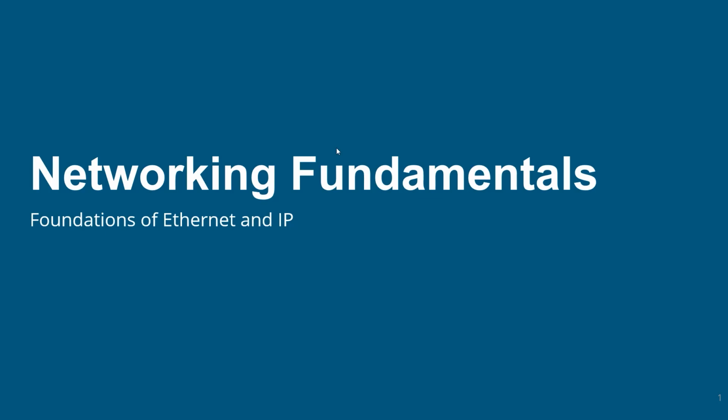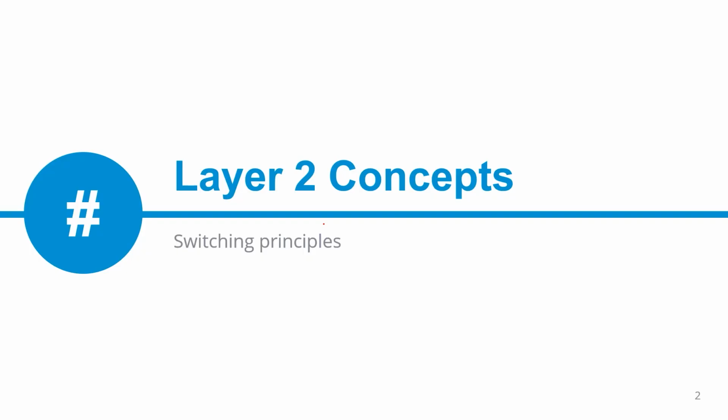Hello and welcome back to the Networking Fundamentals section of this course, where we're discussing the foundations of Ethernet and Internet Protocol. In this video, we'll be covering Layer 2 concepts, and specifically switching principles. Recall our OSI model, where at Layer 2 we have MAC addresses, that is, media access control addresses for our addressing, and our protocol data unit at Layer 2 is the frame.